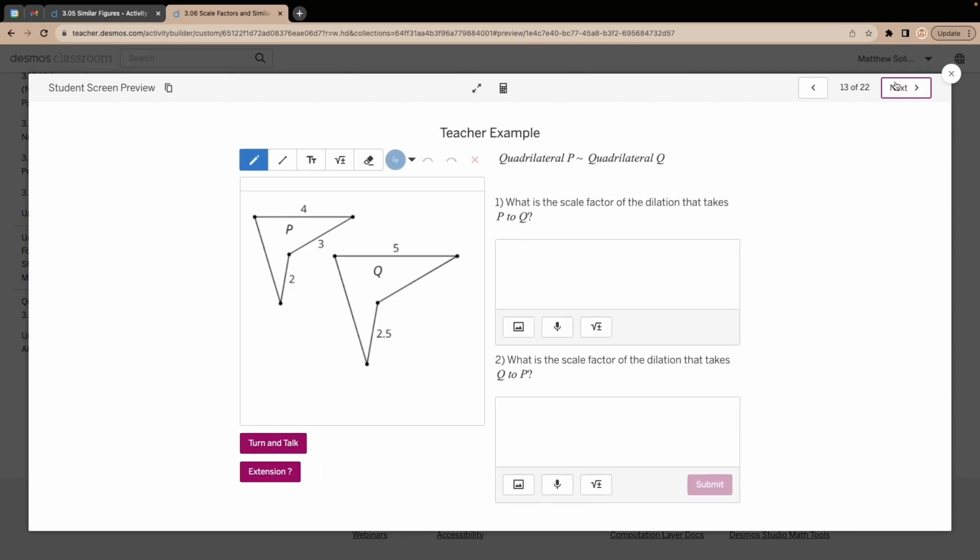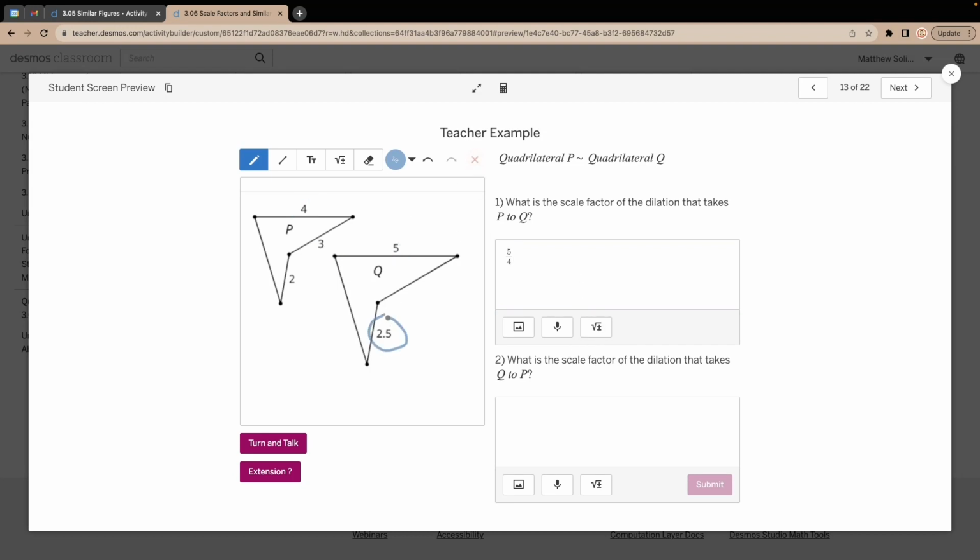So let's look at this example. Quadrilateral P is similar to quadrilateral Q. What is the scale factor that takes us from P to Q? All right, well, I see some matching sides here, the 4 and the 5. Now, if I'm going this way, I'm getting bigger. So I want to make sure the bigger number is on top, 5 over 4. So that is my scale factor.